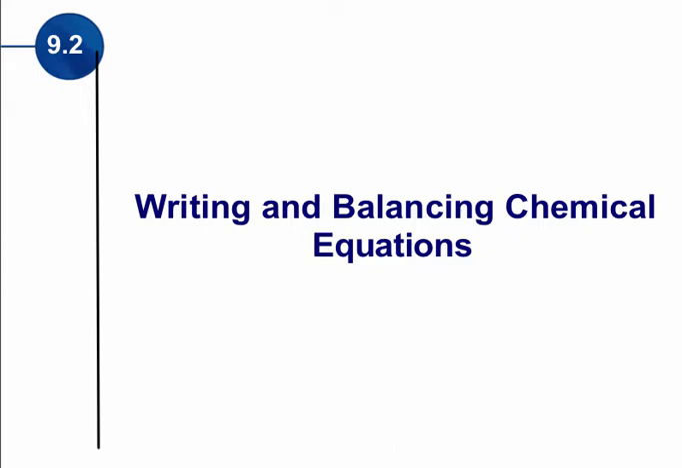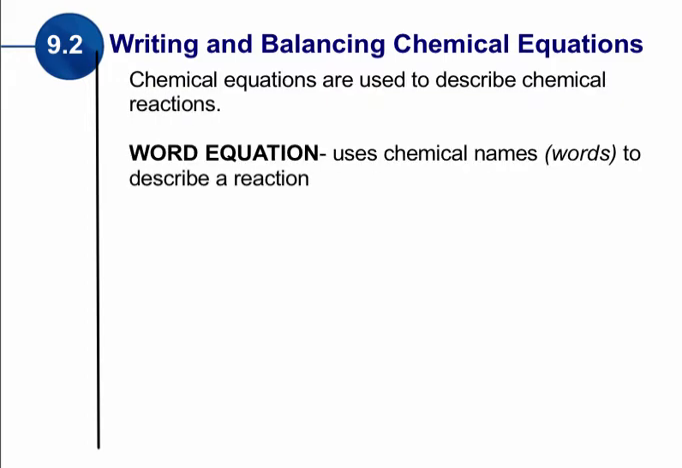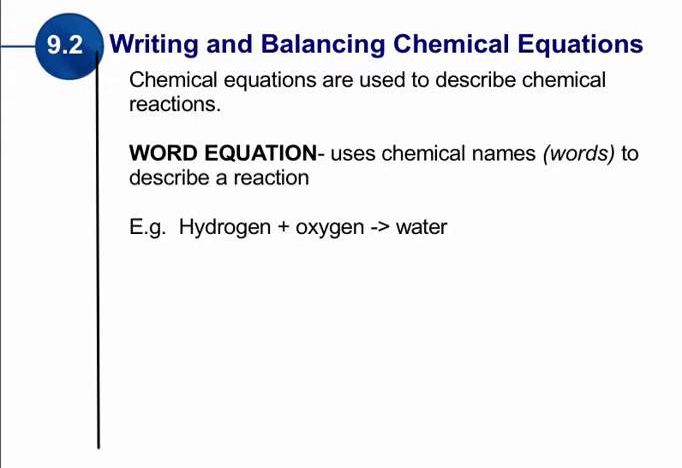So let's look now at writing and balancing chemical equations. When we start writing and balancing chemical equations, the chemical equation is used to describe a chemical reaction. Now we may want to describe that reaction as a word equation, using the actual chemical names or the words to describe the reaction.